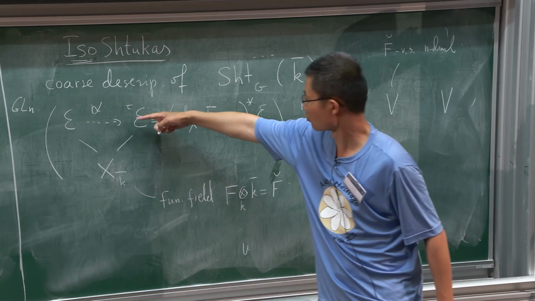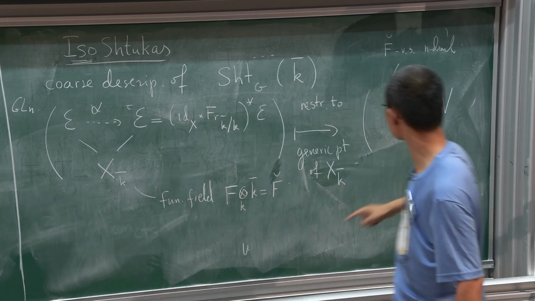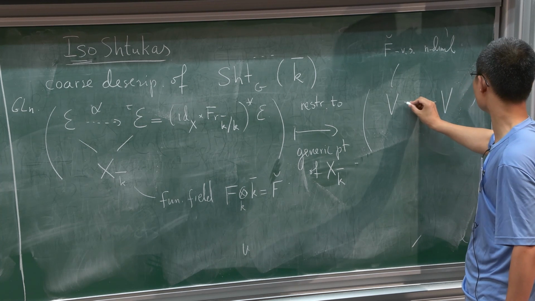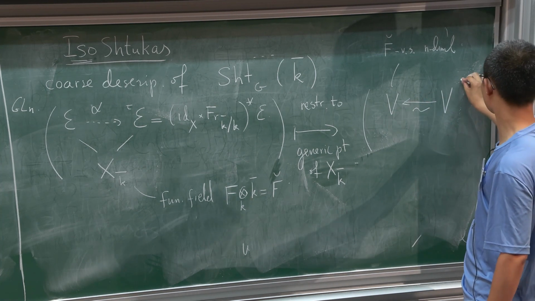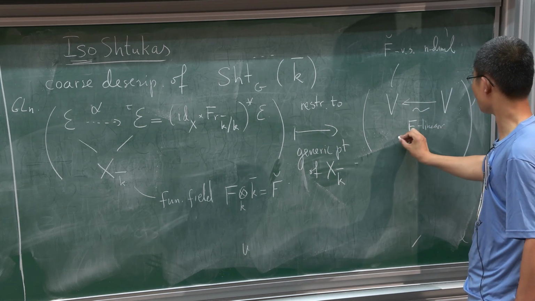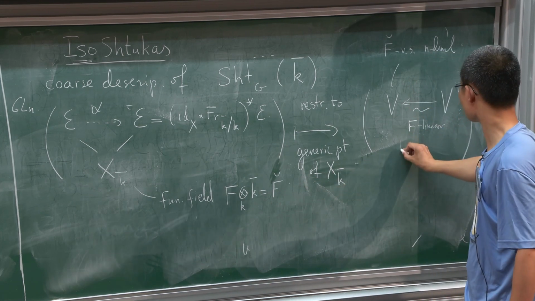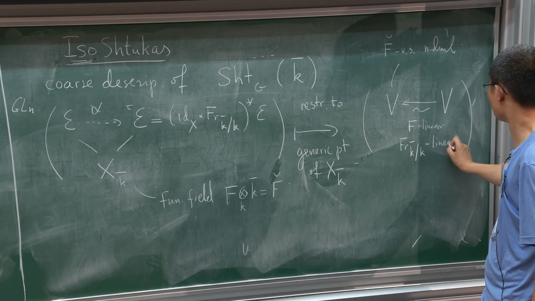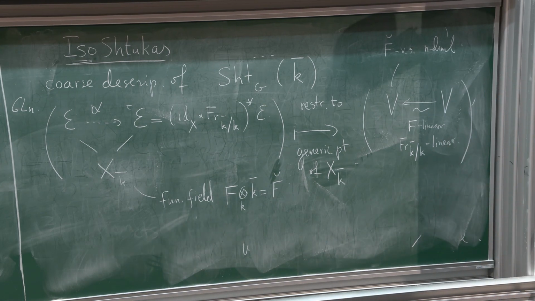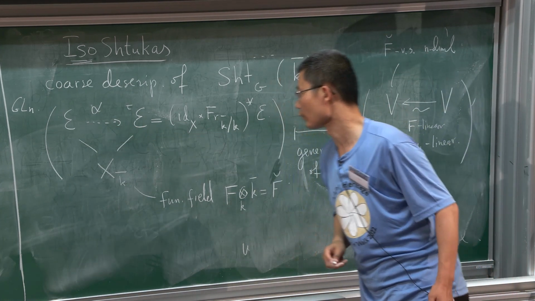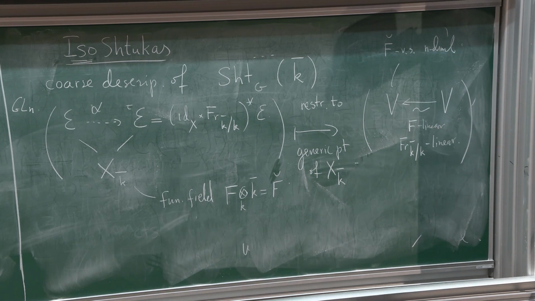So the generic fiber is also V, but then this map is not F-breve linear. It's only F linear, and in the k-bar factor, it's Frobenius semi-linear. Okay, so we get such data. We forget about the legs for now. At the generic points, these are just isomorphic, but in a twisted way.